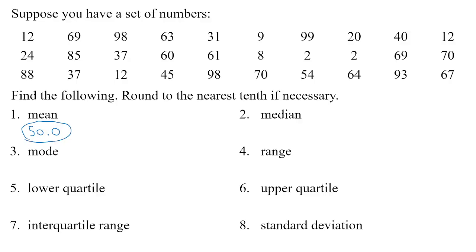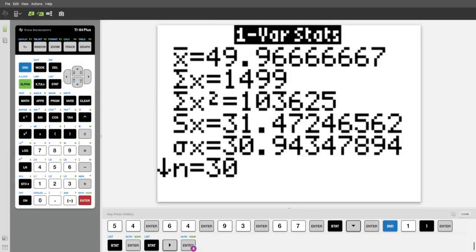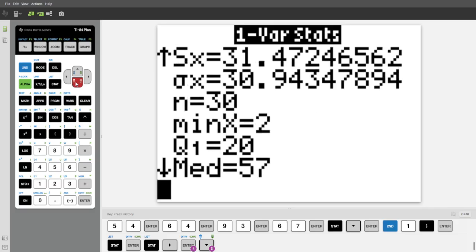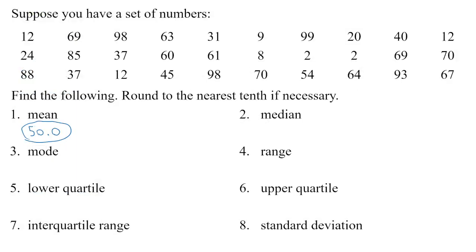Next, they ask you for the median. So if you go to your TI-84, you're going to use the down cursor to move it down until you see Med. Med stands for median. Your median is 57. Therefore, the solution to number 2 is 57.